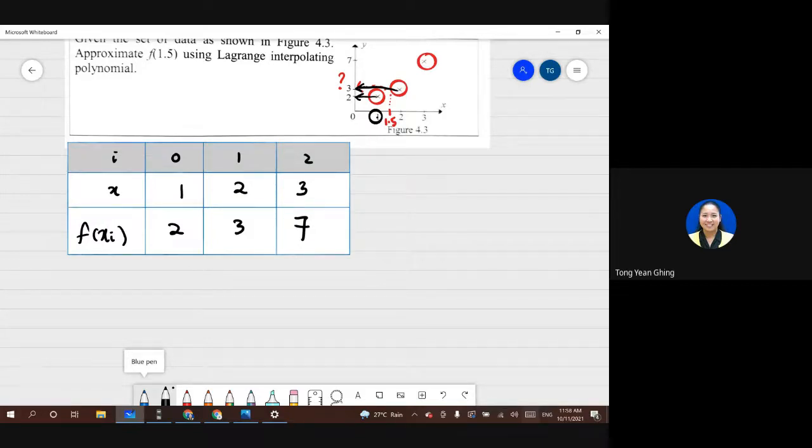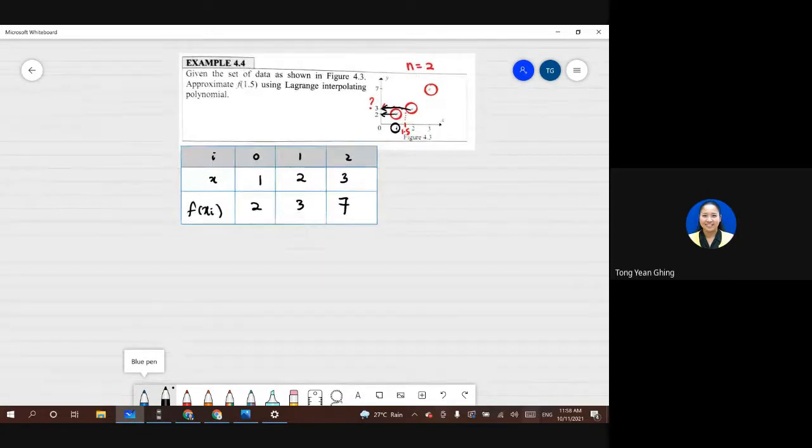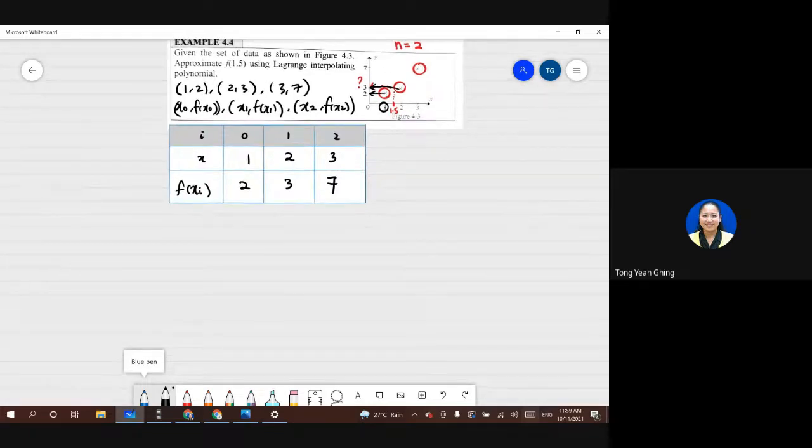If you want to draw the table, you can draw. If not, you can also just write like this. Start from point number 1, we have 1 and 2, then point number 2, 2 and 3, point number 3 is 3 and 7. So you have to know this one is x0, f(x0), this one is x1, f(x1), and this is x2, f(x2).